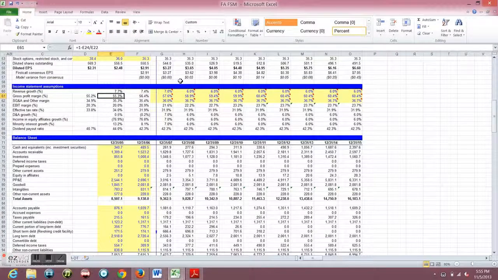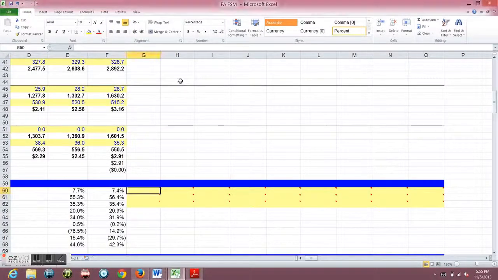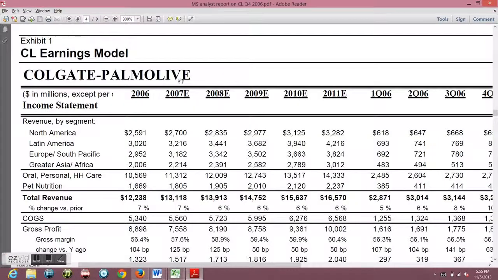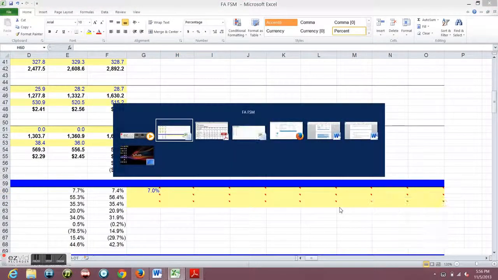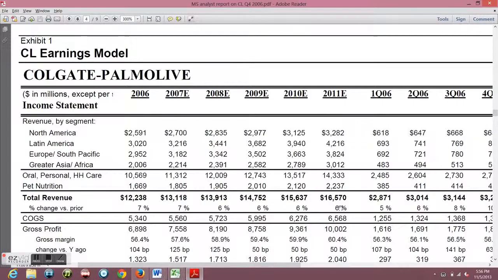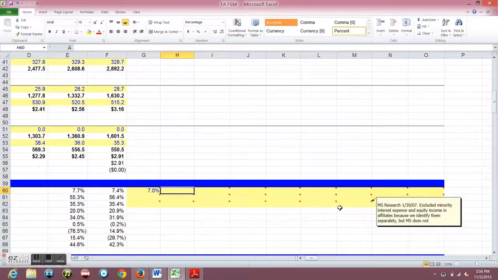The first thing we're going to look at is our Morgan Stanley report, and you can see here the change versus prior: 7%, 7%, 6. So we're going to use 7, 6, 6, 6, 6, and it stops at 2011. So my 2007 is going to be 7. Then after that it's going to be 6, 6, 6, 6, so four 6s.